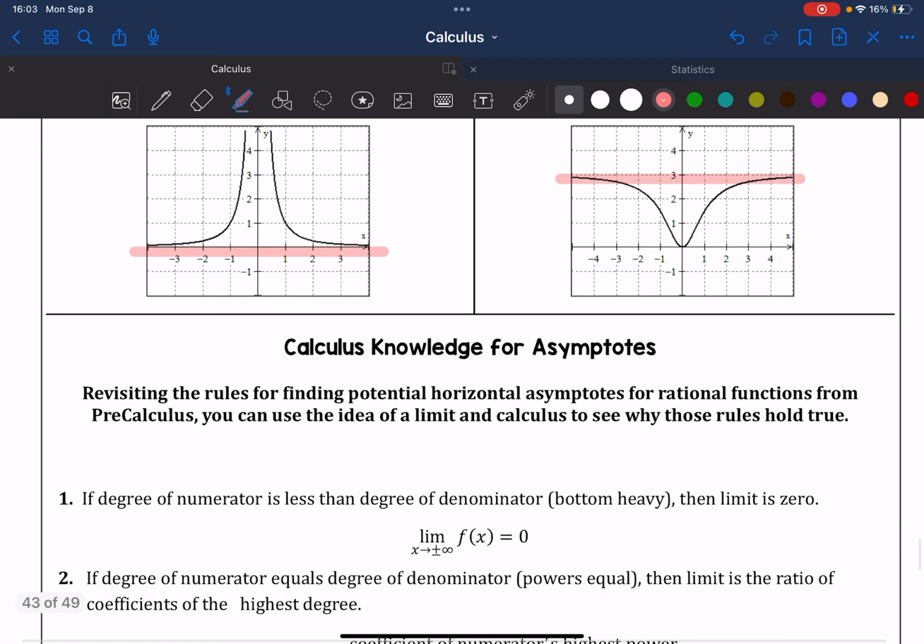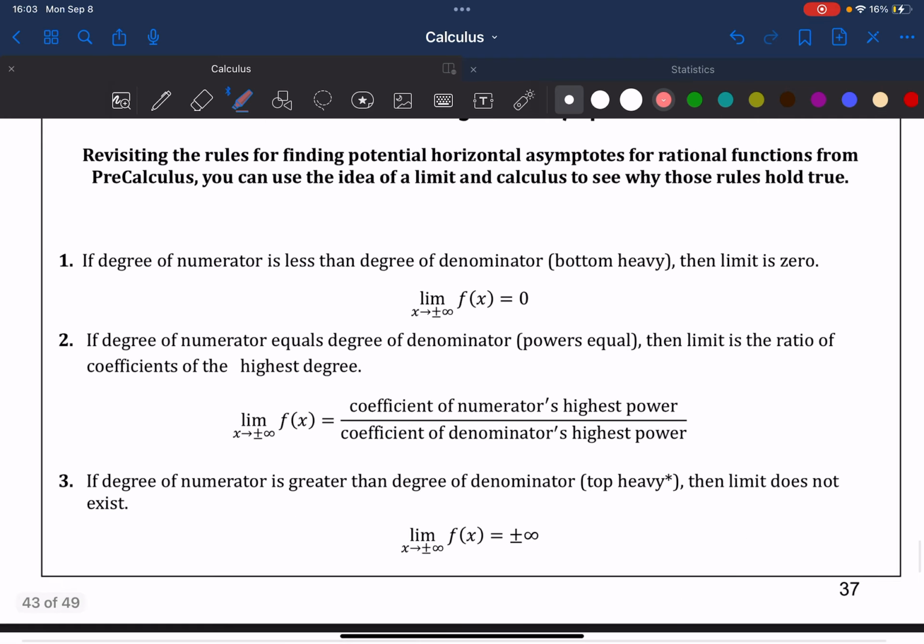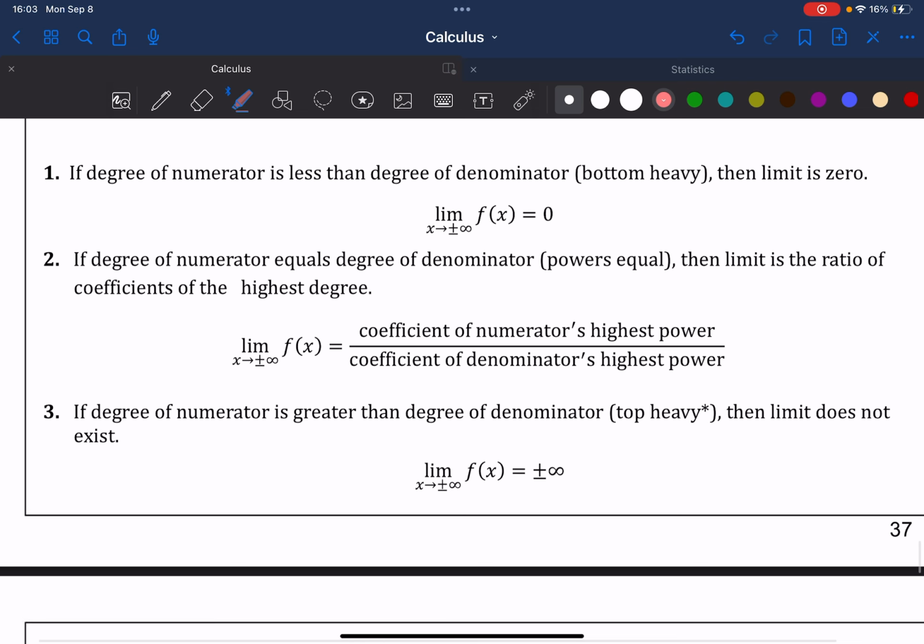Okay. This next part is just some formal definitions. Okay, so everything we just talked about. If you want to go ahead and pause here and read for yourself, just know that we've talked already about all 3 of these. The only one that I would emphasize is that if you have a degree of the numerator that is greater than the degree of the denominator, then the horizontal asymptote does not exist, which means the limit does not exist. And instead of a horizontal asymptote, we have a slant asymptote.